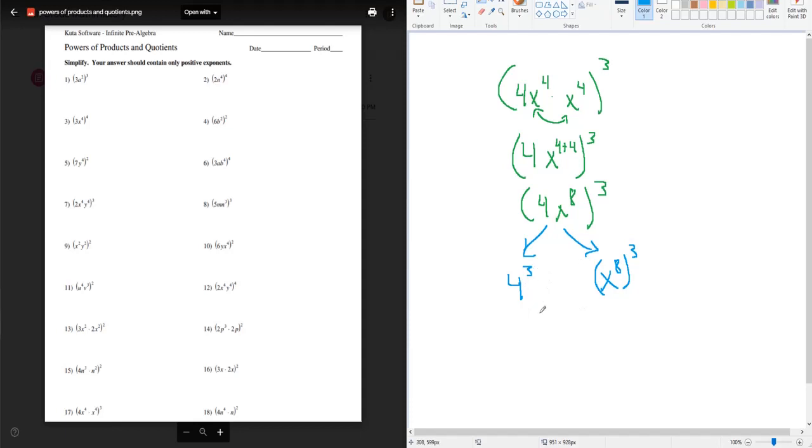So 4 to the 3 is like 64, I think. It's 64. And then x to the 8 to the 3, that would be x to the 8 times 3. Right? So that's 64, and then 8 times 3 is 24, so x to the 24. Right?